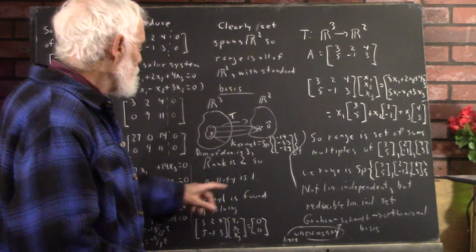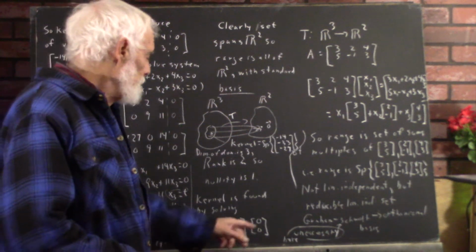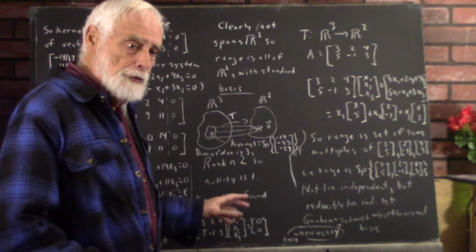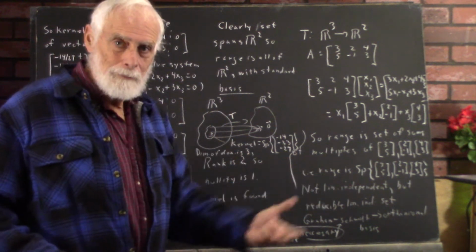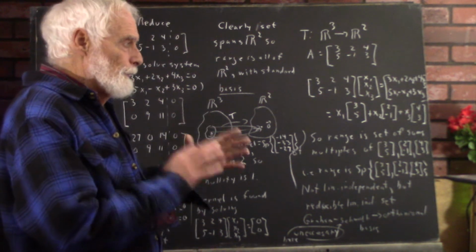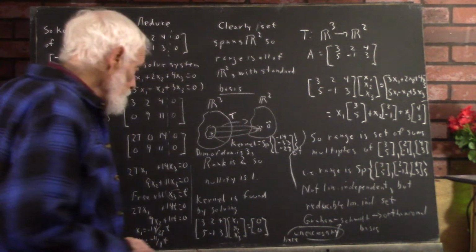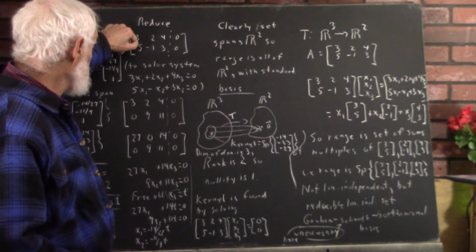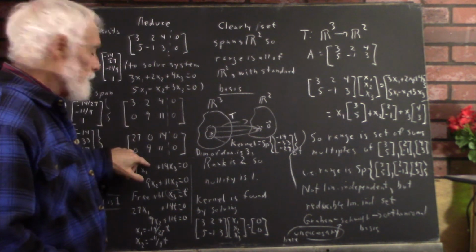Okay, now we know that the nullity is 1, so it's going to be a one-dimensional subspace, which means all the vectors in the kernel are going to be multiples of some vector in the kernel. Any vector in the kernel is all the multiples of that vector. So to solve this equation, we're just going to reduce this matrix. If I've reduced it correctly, it can come down to this.